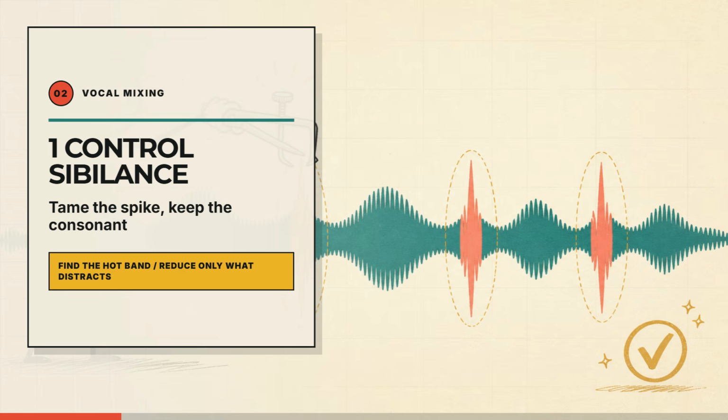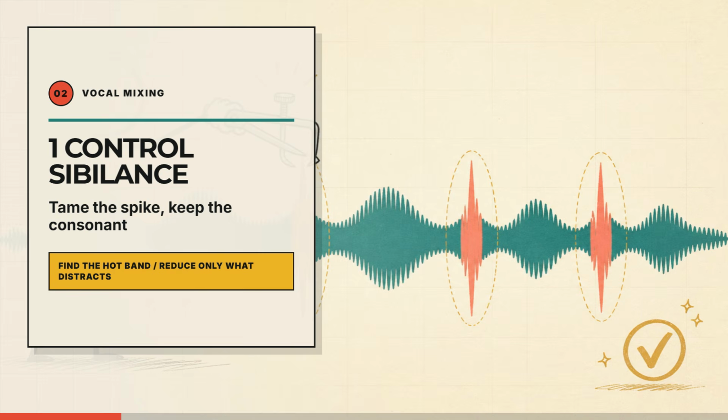Start by sweeping the detector or using the de-esser's listen mode. You want to hear the distracting hiss and spit, not the entire word. If the detector is grabbing vowels, breath, and snare bleed, narrow the band or raise the threshold. Then reduce only enough for the consonant to stop jumping forward. Bypass the processor often. A successful de-esser leaves the lyric clear. An unsuccessful one makes the singer sound dull or lisped.